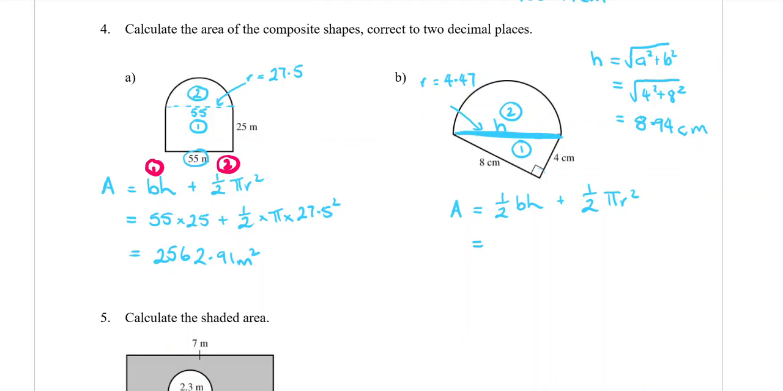So I had to do all that working first, and then I can put those measurements into my formula. So second line, A equals half times the base, which can be 4, times the height, which is 8. That's my triangle. Plus, now onto the semicircle, half times pi times the radius, which is 4.47 squared. Put that all into your calculator and you will get 47.39 centimeters squared.